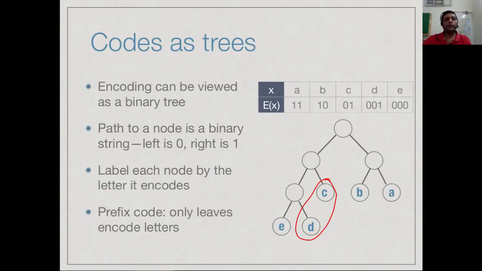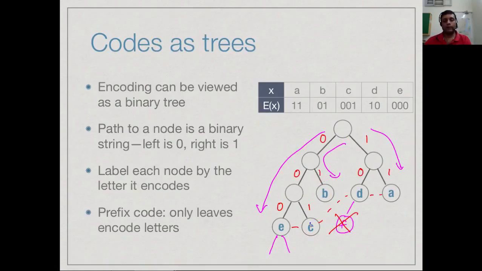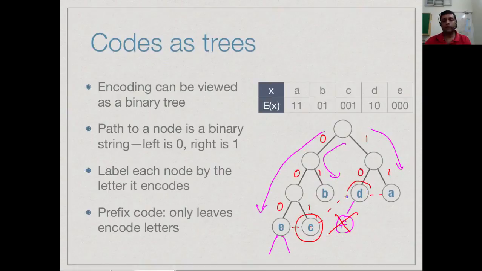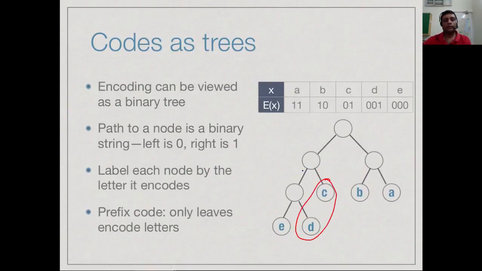So C in our earlier thing was at depth 3, right? And now it is at depth 2. And likewise, D was at depth 2 and now it is at depth 3, right? So we want to basically put things which have higher frequencies higher up in the tree at lesser depth.